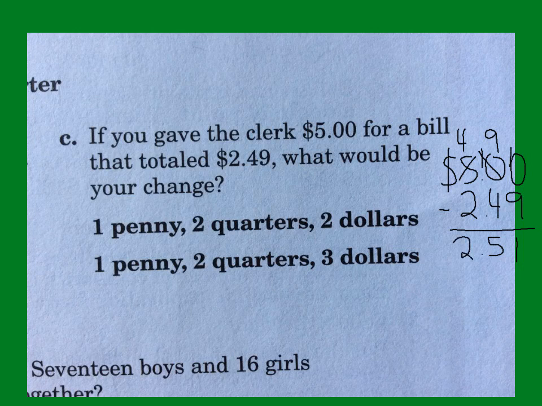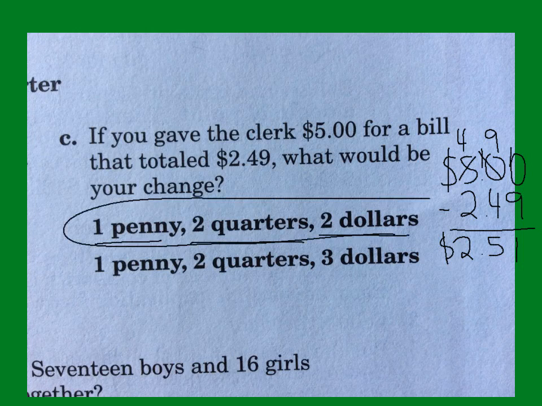So we have $2.51. Let's figure out which one of these equals that. $2 plus 2/4 would be $2.50. Plus 1 penny would be $2.51. So it looks like this is correct. And we look at this already, $3, that's too much. So the top one is the one you need to circle.